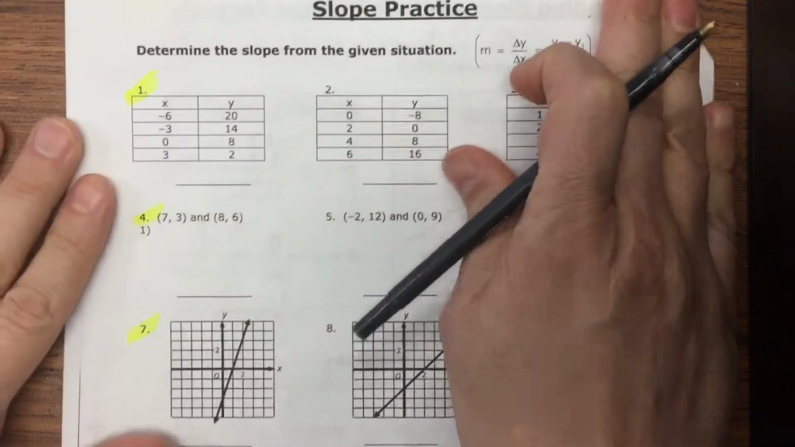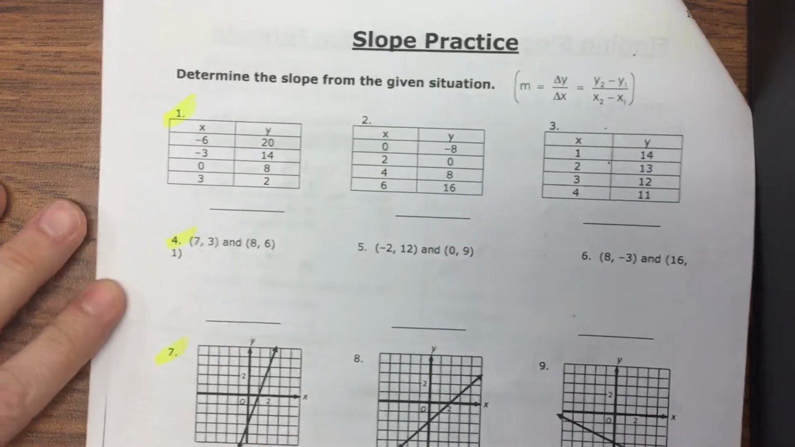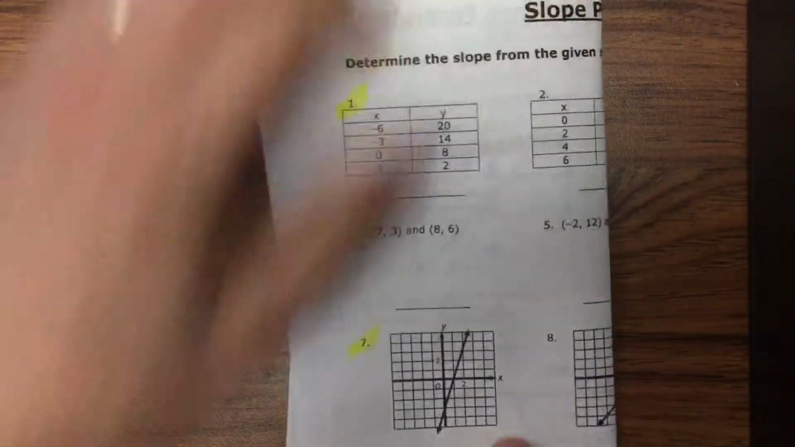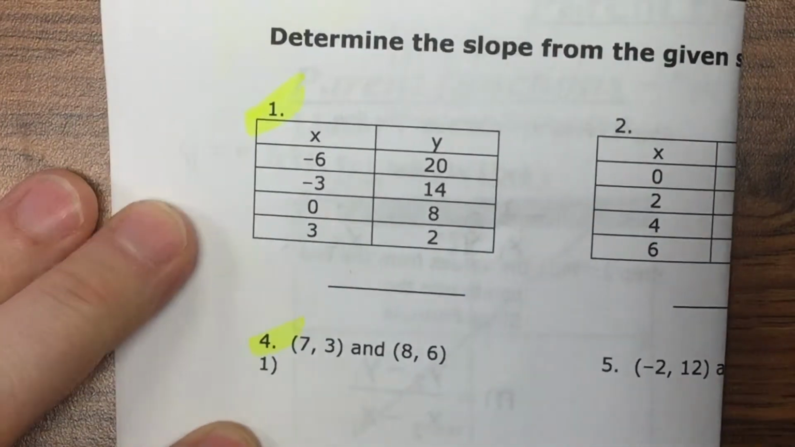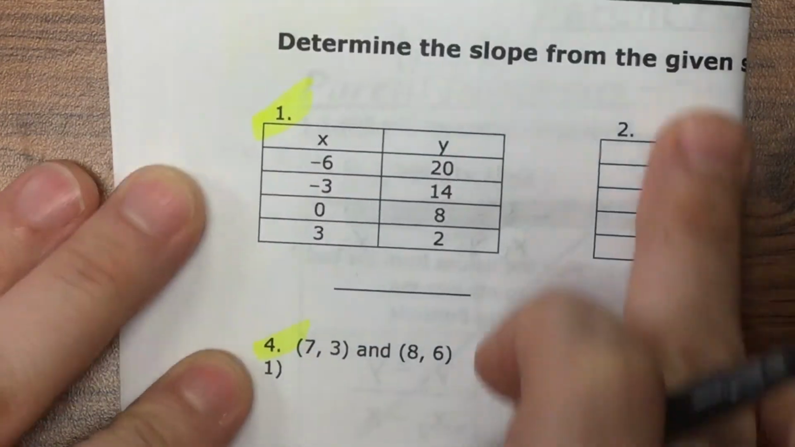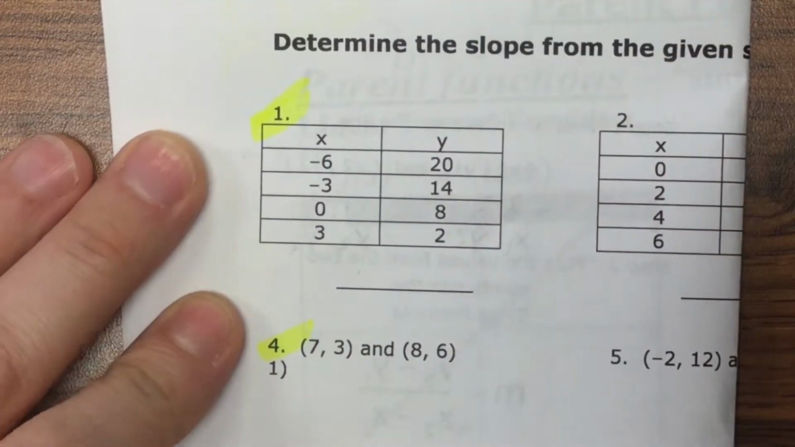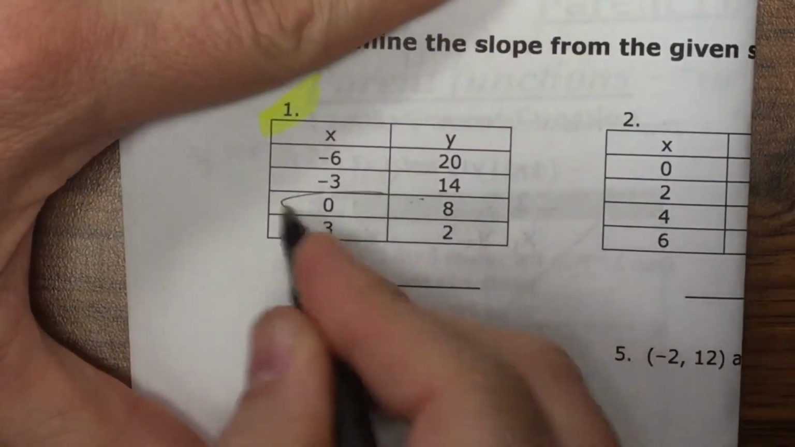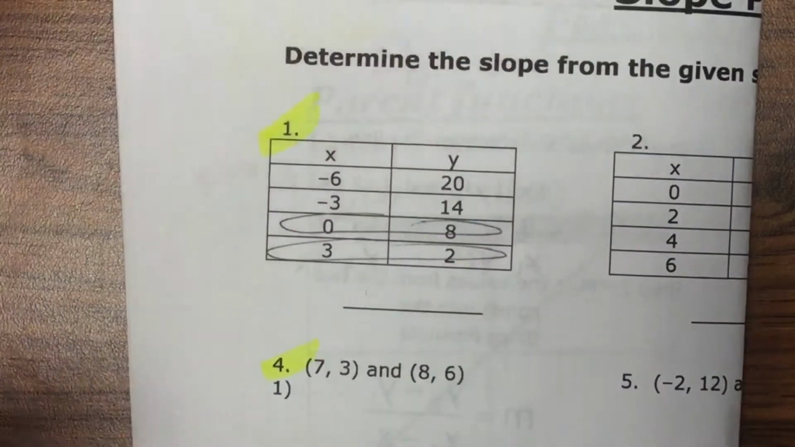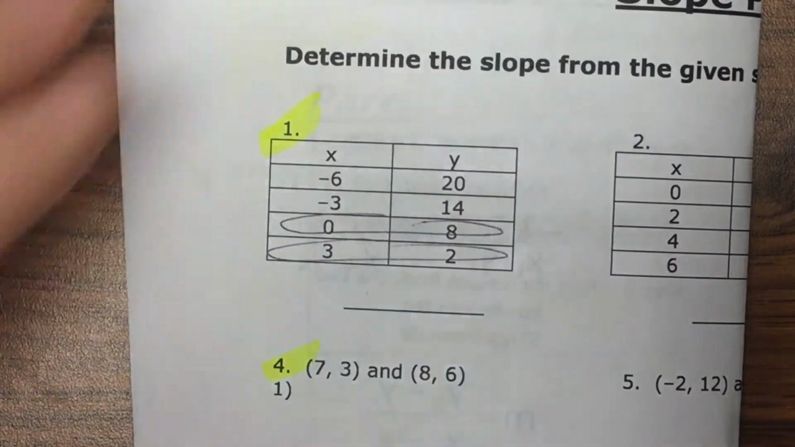Page 19. Let's do number 1 first. Let me fold this so I can zoom in for you guys. It says determine the slope from the given situation. We're going to use the slope formula. So, again, I'm going to pick friendly points if I can. Avoid negatives. You can use any 2 points, but just to make it friendly for you.